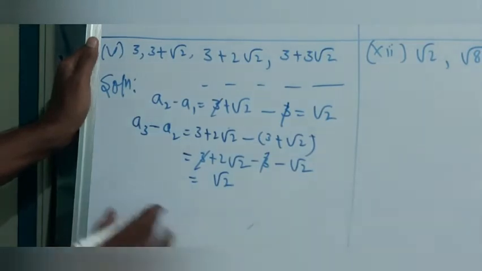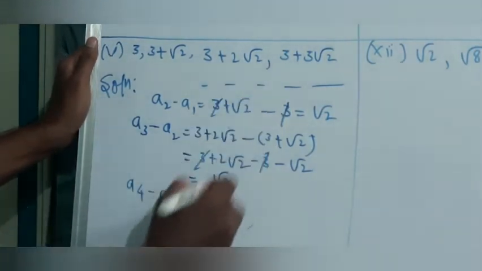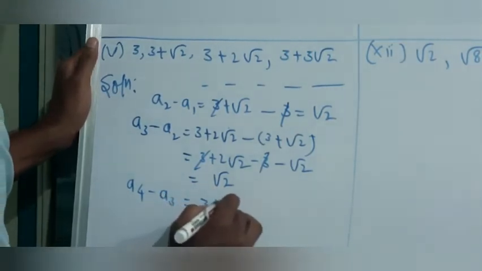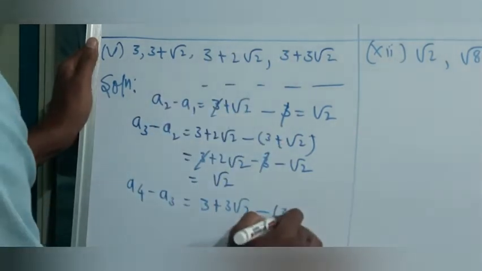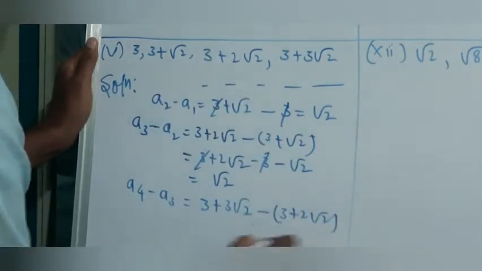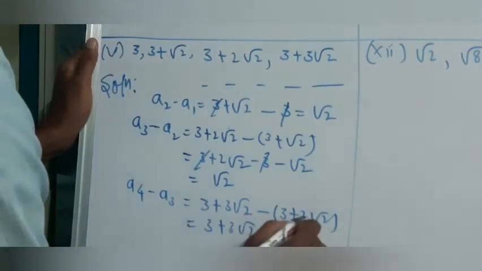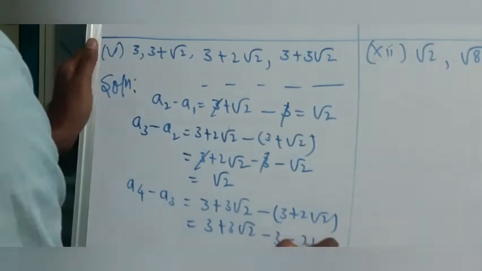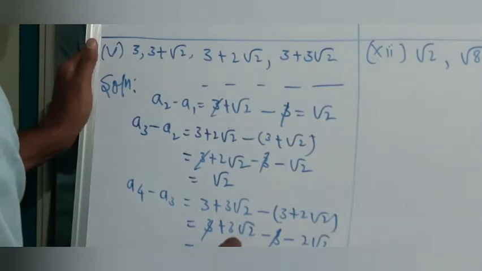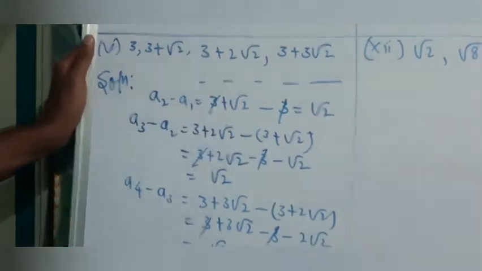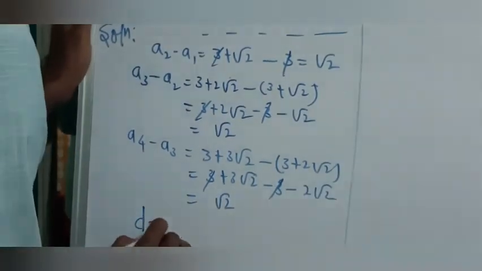Next, A4 minus A3 is equal to, what is A4? 3 plus 3 root 2 minus of 3 plus 2 root 2. That is 3 plus 3 root 2 will remain as it is, minus 3 minus 2 root 2. This 3 will get cancelled. 3 root 2 minus 2 root 2 is nothing but again root 2. See, since root 2 is constant across the series, it's an AP. Therefore, D is equal to root 2.